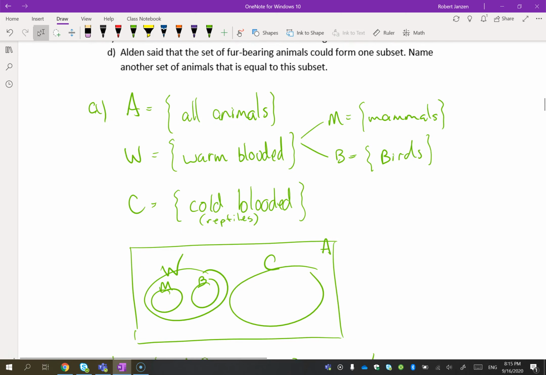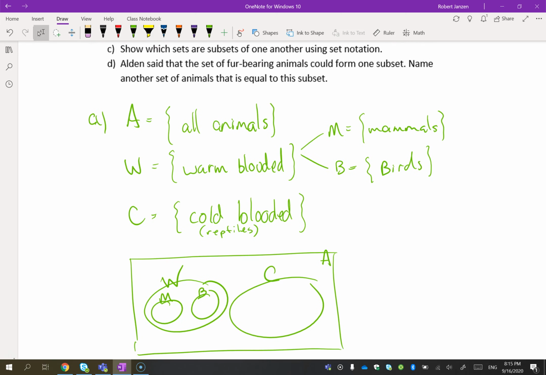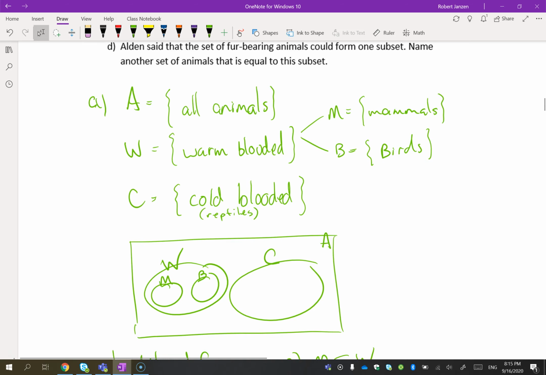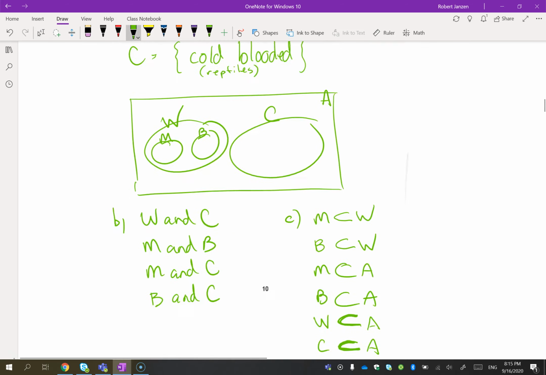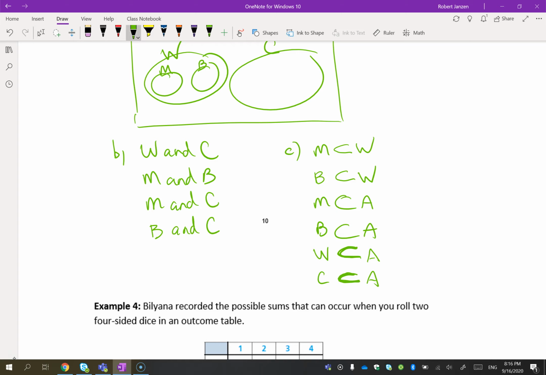And last question. Alden said that a set of fur-bearing animals could form one subset. Name another set of animals that is equal to this subset. Well, fur-bearing would be like mammals. So as I said, we could have had different names, but those are just the ones I chose.